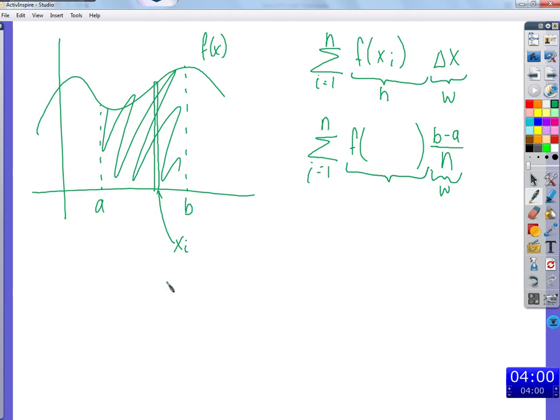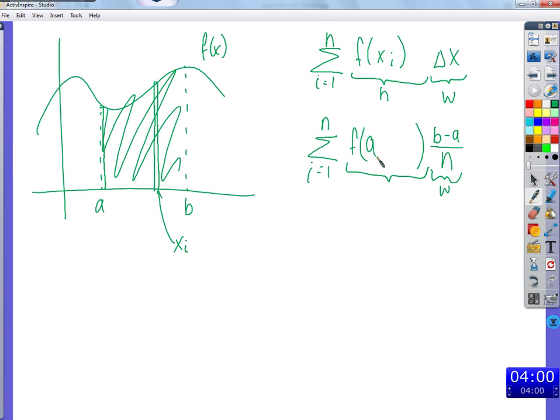Let's say with the first rectangle, remember, we're going to use the right side. How far away is the right side from A? B minus A over n away, right? The width of one rectangle. How far is the right side of the second rectangle? Two times B minus A over n. And the third one? Three. So x sub i is i times B minus A over n, where i is the number of the rectangle you're on: the first, the second, third, the fourth. B minus A over n is how wide that movement is, the delta x.